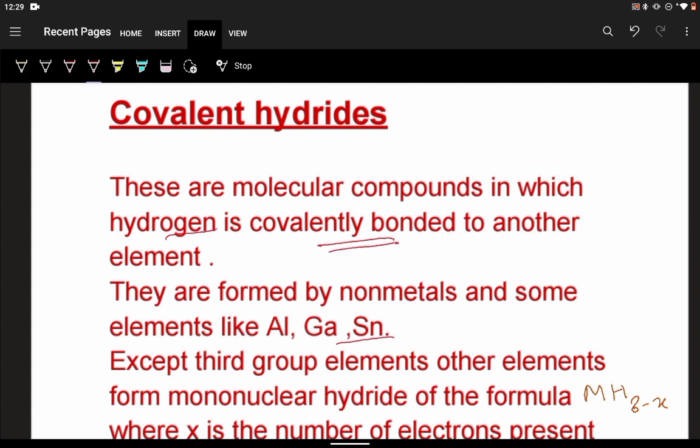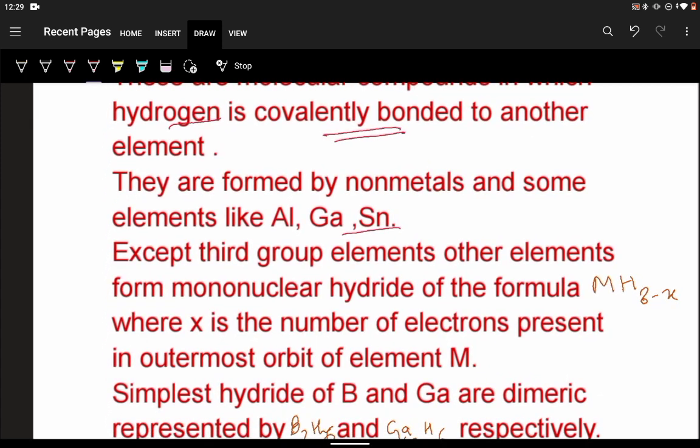Except third group elements, other elements will form some mononuclear hydrides whose general formula can be represented as MH8-X, where X is the number of electrons which we find in the outermost orbit of the element M, that is the element with which hydride is being formed. Its number of electrons will decide this X factor. Then we do 8-X to get the formula. So MH8-X is the general formula of these type of hydrides.